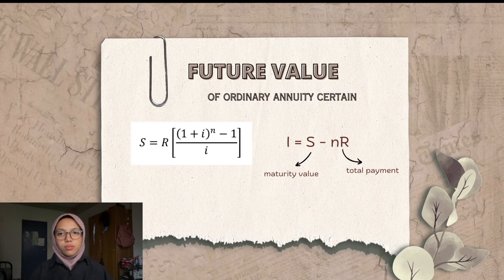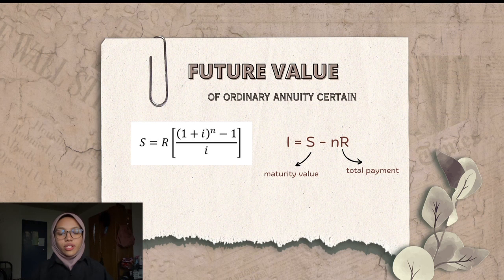Number 1. Future value of an ordinary annuity certain. The future value or accumulated value of an ordinary annuity certain is the sum of all the future values of the credit payments. To find the future value, we can use this formula, which is S equals R in bracket, (1 plus i) to the power of n minus 1, divided by i.